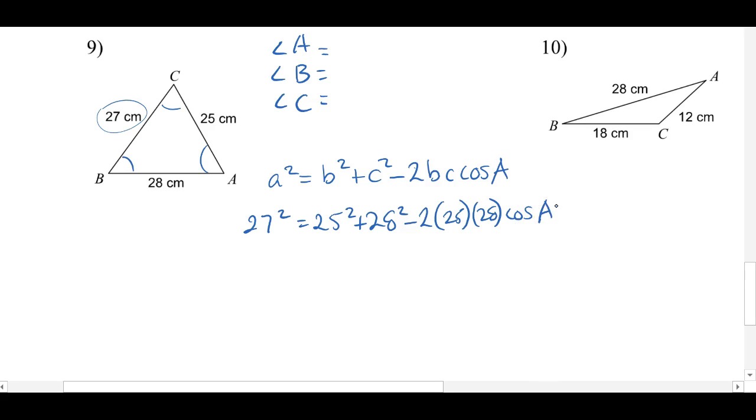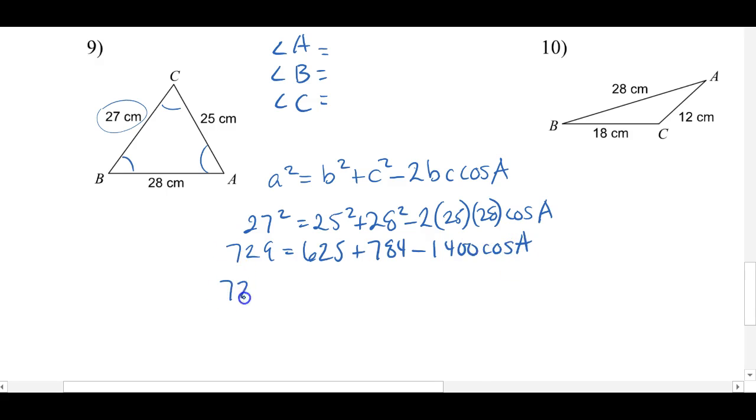Okay, now this is where we got to go ahead and solve it all. We got to solve for A, so we need to isolate A. Let's start simplifying. First, I'm going to do this on a separate calculator. 27 squared, well, that's 729. 25 squared, that's going to be 625, plus 28 squared, 784, minus 2 times 25 times 28, it's going to be 1400 times the cosine of A.